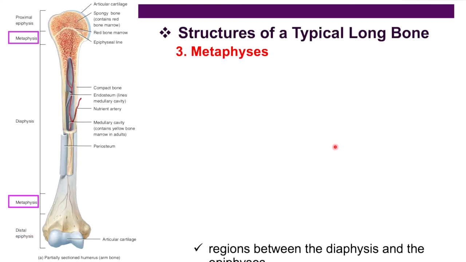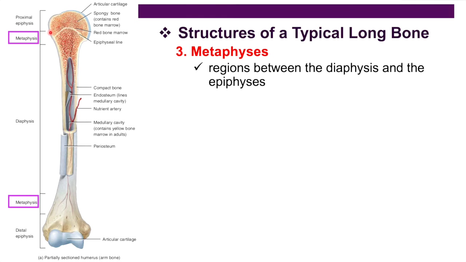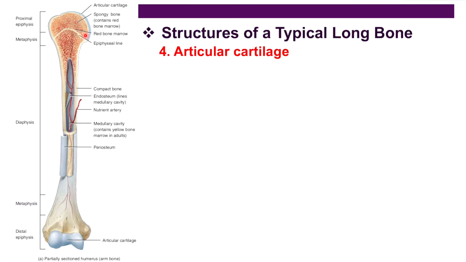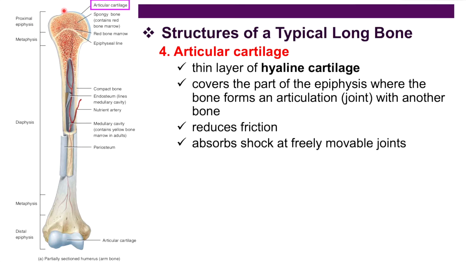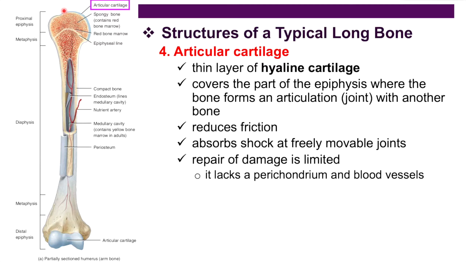Metaphysis is this region found between the diaphysis and epiphysis. This is where the epiphyseal plate or line is located. This part of the epiphysis, where the bone joins with another bone, is covered by a thin layer of hyaline cartilage known as the articular cartilage. This is important in reducing friction and absorbing shock at freely movable joints. Because there are no blood vessels and perichondrium here, repair of damage is limited.